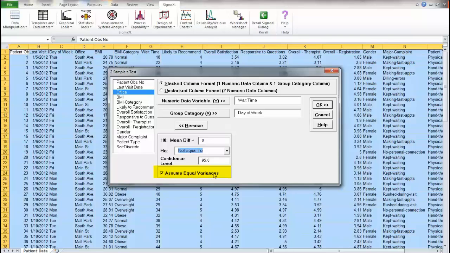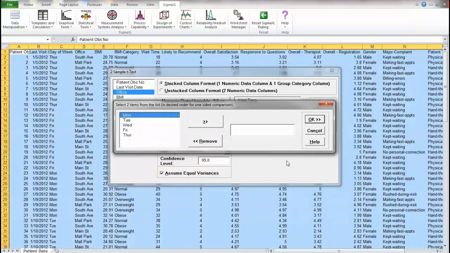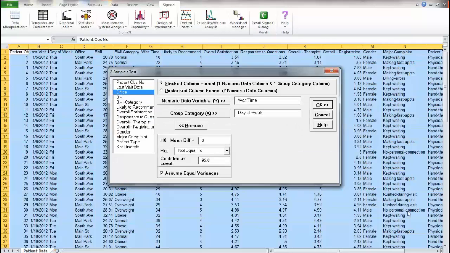We will assume equal variance because that was given to us. If we wanted to know for sure, we would run a Bartlett test. We'll learn about that a little later. When we hit OK, the software will stop us and say, which days of the week do you want to study? As we look at our alternative hypothesis, Monday comes first, and then we select Friday and punch OK.